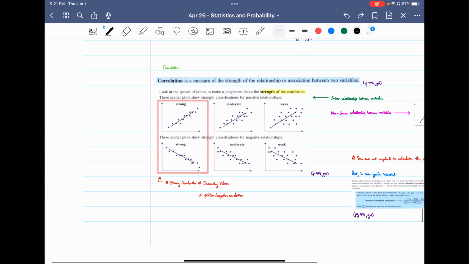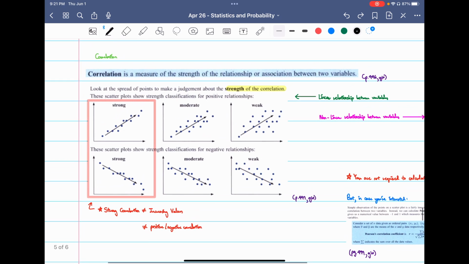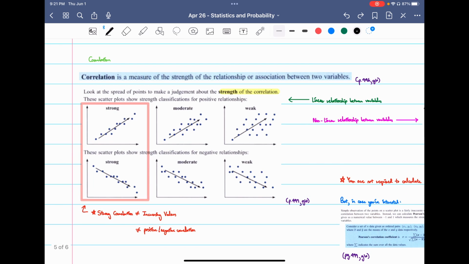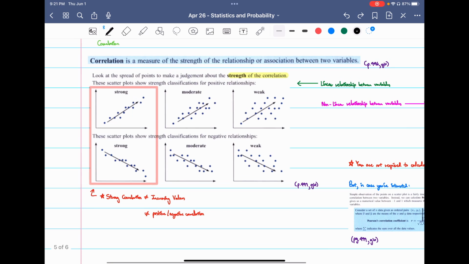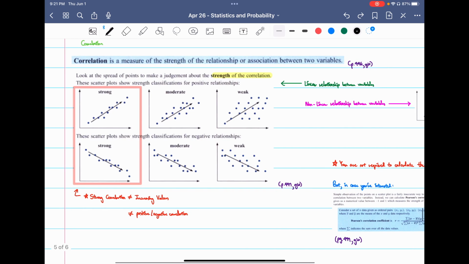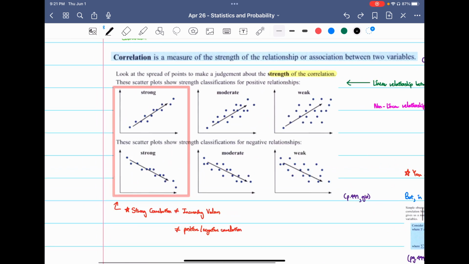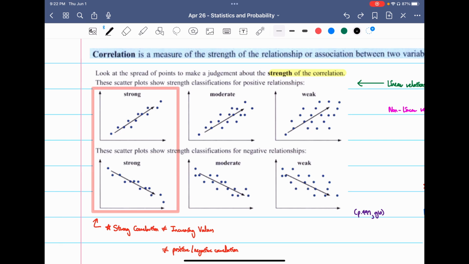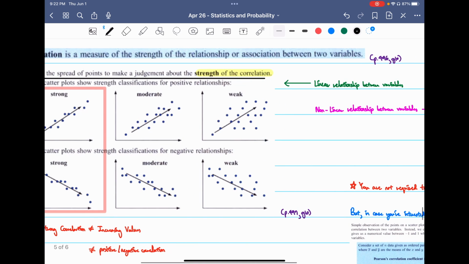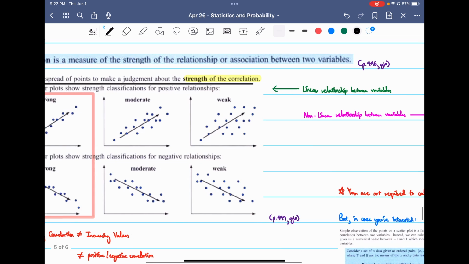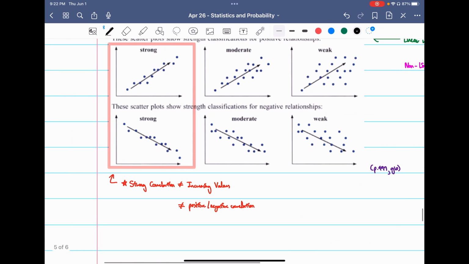But correlation is something that comes out, and it has come out often. Not every year, that's an exaggeration. Correlation also often comes out, so you have to learn this one. Correlation is the measure of strength of the relationship or association between two variables. So the thing you have to know is to look at the spread of points to make a judgment about the strength of the correlation. So linear relationship between the variables, and non-linear.